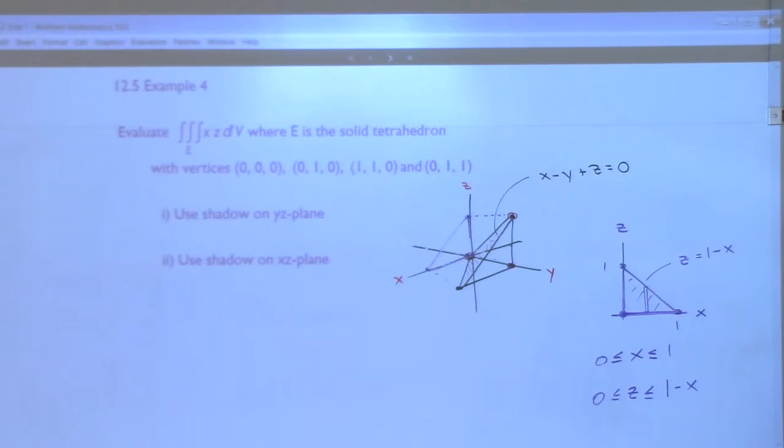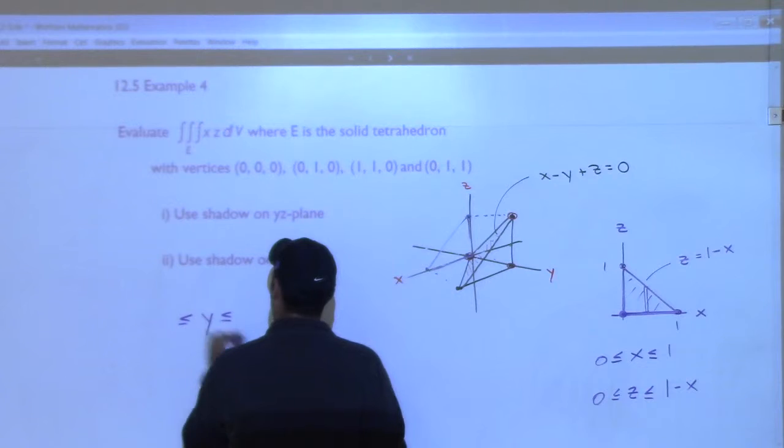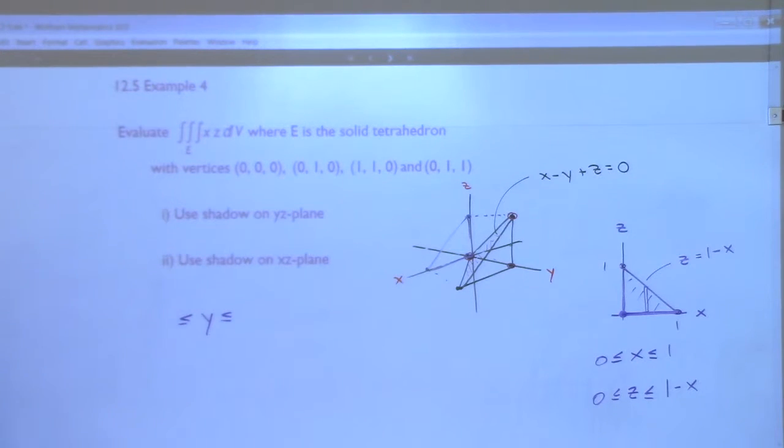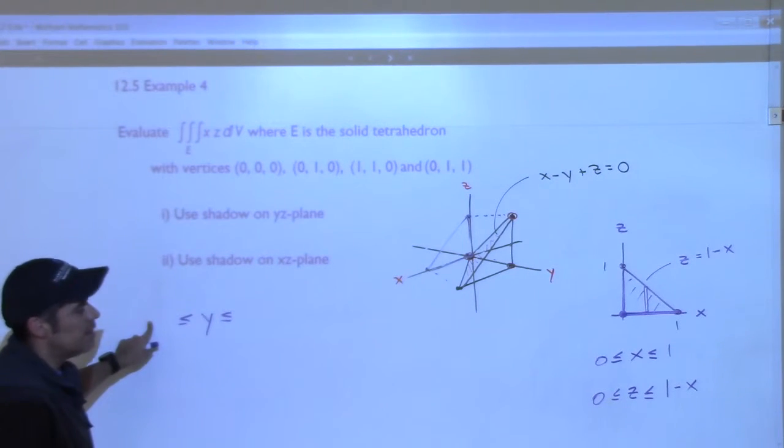Okay, now we need our restrictions on the y-coordinate. So we got to go back and look at this. This is a little tricky. What are the restrictions on the y-coordinate? This is a little tricky. X plus z. X plus z for here? No. I think you're right. Yeah. I think you're right.